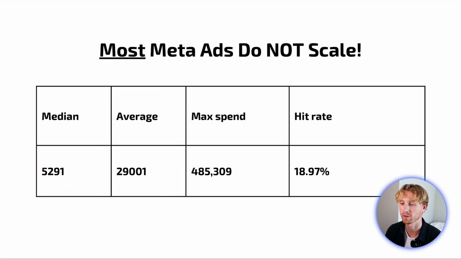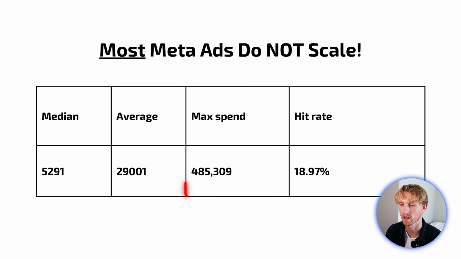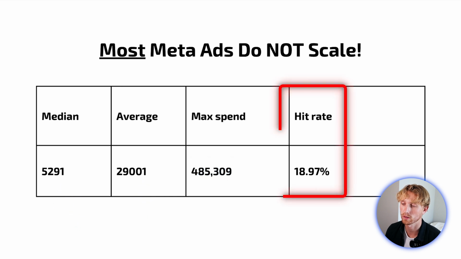Also take note of how much more spend the maximum spend ad got. This is the max spend that our best performer has gotten so far in our partnership, and as you can see, it's almost 500,000, which is crazy compared to the average or even the median. So much more.